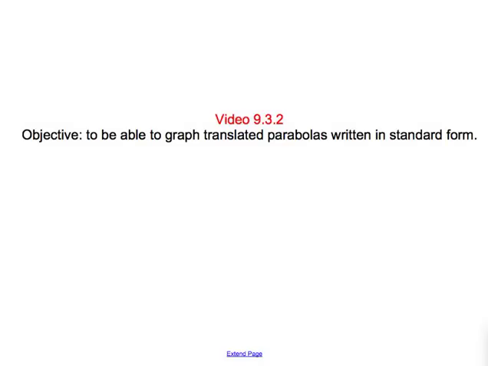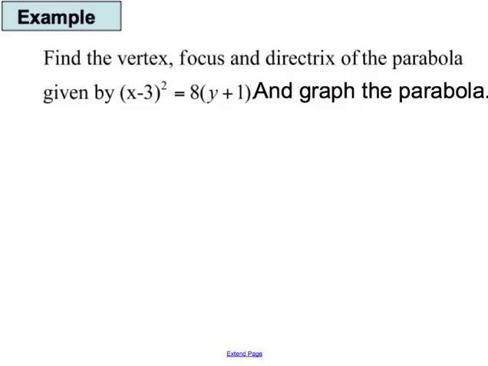This is video 932, and the goal of this video is to be able to graph translated parabolas written in standard form. So, of course, like you did in class with your assignment 9.3a, you have to first put things in standard form. But we're going to take a look at some rules that are already put in standard form and talk about graphing them.